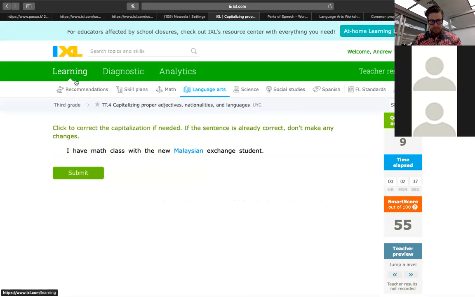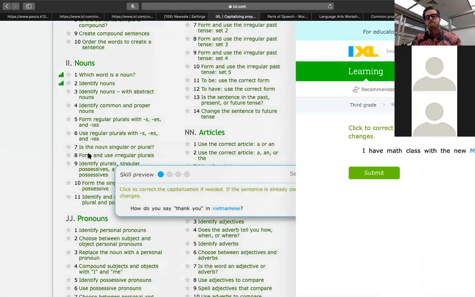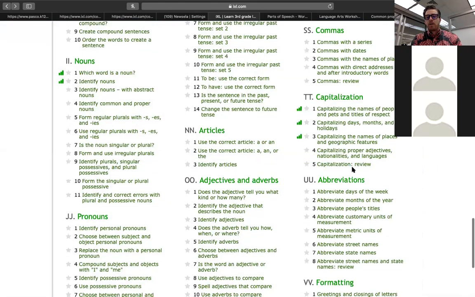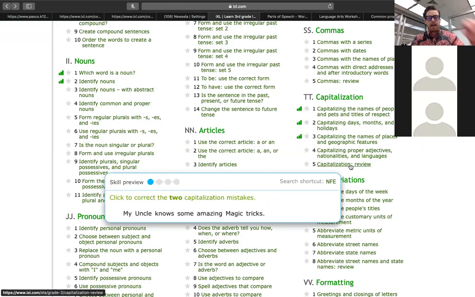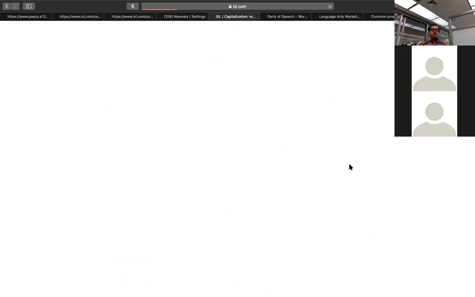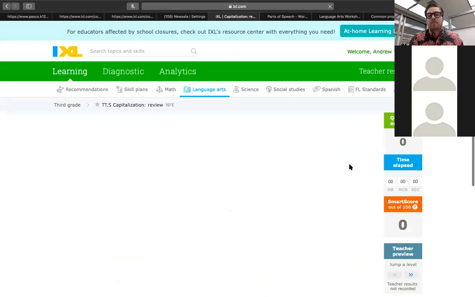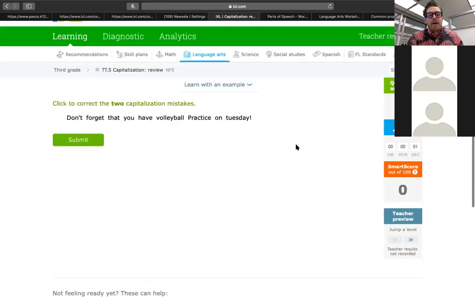Why was Cuban capitalized though? Cuban is describing people from Cuba. Okay, it's an ethnicity or nationality. Let's do a capitalization review. This is where it gets tough, my friends. All right. Hopefully it's not too bad.